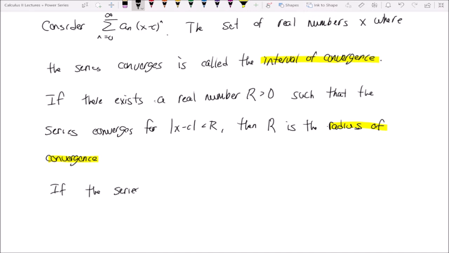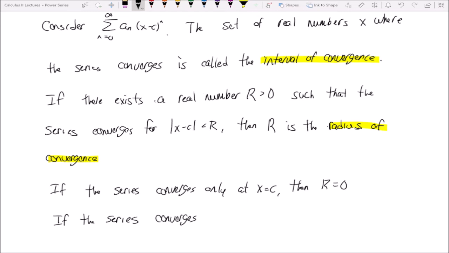If the series happens to converge only at x equals c, then the radius of convergence is 0. And if the series converges for all real numbers, then the radius of convergence is infinite.